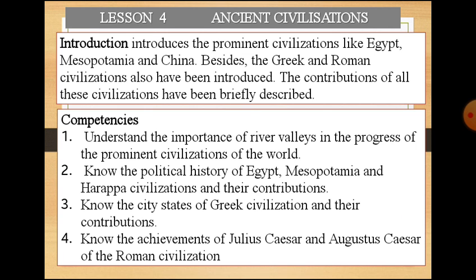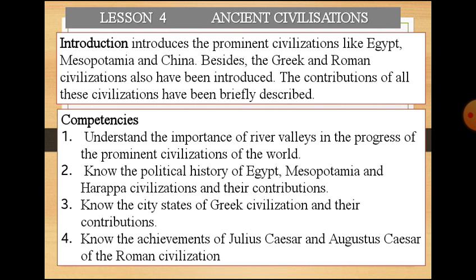The Mesopotamian civilization arose on the banks of the rivers Tigris and Euphrates. The Chinese civilization flourished along the Yellow and Yangtze rivers, and the Chinese civilization came into existence there.